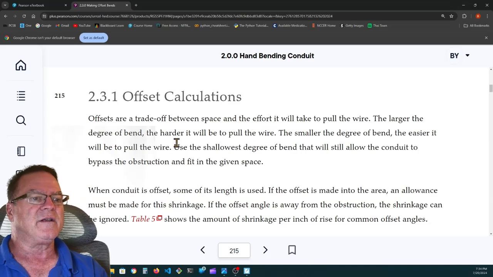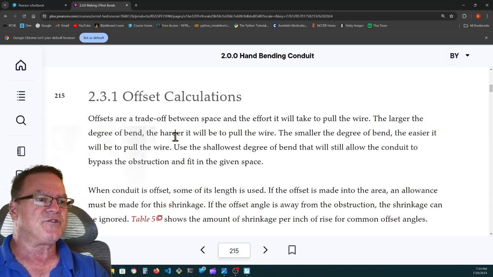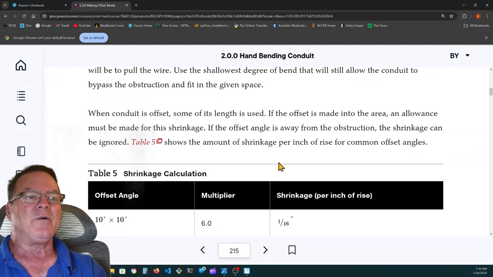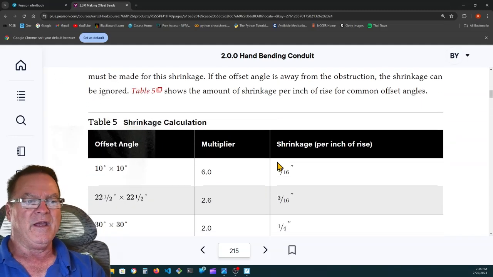2.3.1 offset calculations. Offsets are a trade-off between space and the effort it'll take to pull the wire. The larger the degree of bend, the harder it will be to pull the wire. The smaller the degree of bend, the easier it will be to pull the wire. Use the shallowest degree of bend that will still allow the conduit to bypass the obstruction and fit in the given space. I always like to use 30 degrees.